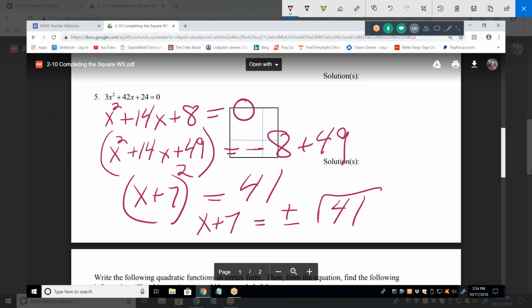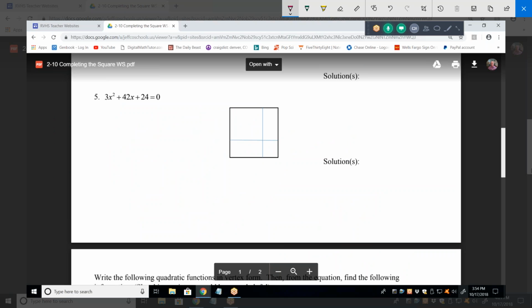So what's the final answer? That square root of 41 cannot be simplified. Take 7 from the one side and subtract it from the other. So negative 7 plus or minus the square root of 41. You got it.